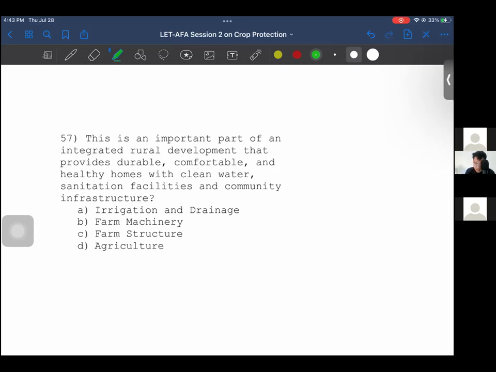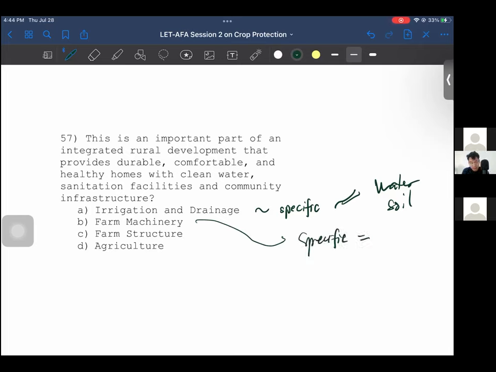This is an important part of an integrated rural development that provides durable, comfortable, and healthy homes with clean water, sanitation facilities, and community infrastructure. So, kung titingnan natin yung mga choices, irrigation and drainage, farm machinery, agriculture, farm structure. Irrigation and drainage is a very specific term that only deals with water and even soil resources. Farm machinery is another specific term that deals with the mechanization of a farm. Ano yung mga implements at saka mga tools na ginagamit sa isang farm. Agriculture is a very broad term.